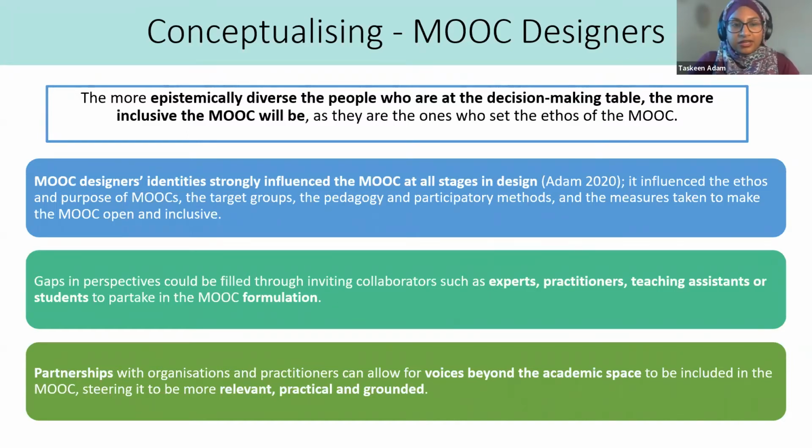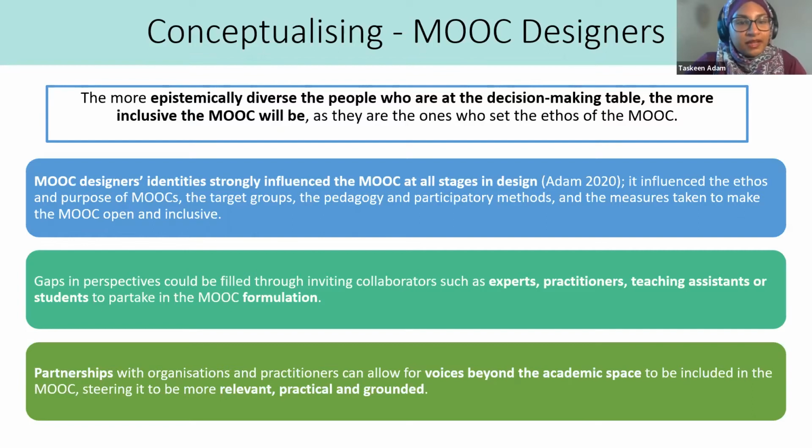And in my research, I looked at different factors of MOOC designers' identities based on their race, their gender, their social class, their different life experiences. And what the research showed is a strong correlation between the MOOC designers' or course designers' identities and how they strove for justice within their MOOC. Their identities shape the purpose, the target group, the pedagogies, the approaches, who they want to include, what platforms they wanted to use, which was strongly linked to who they are.